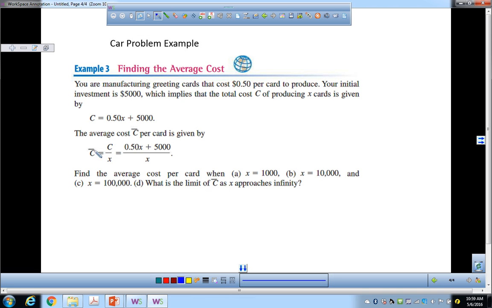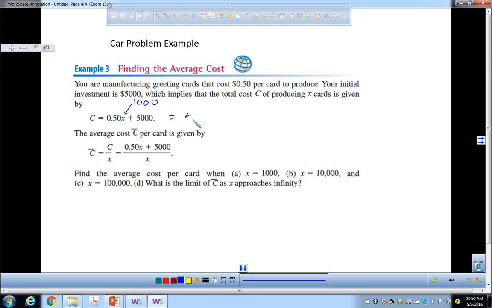What they say is you're manufacturing greeting cards for a cost of 50 cents per card produced. Your initial investment is 5,000, which implies that the total cost of producing cards is given by this. So if I were to produce 1,000 cards, you plug in 1,000. How much would it cost me to produce 1,000 cards? What's 1,000 times 50 cents? 500, plus 5,000 is 5,500.